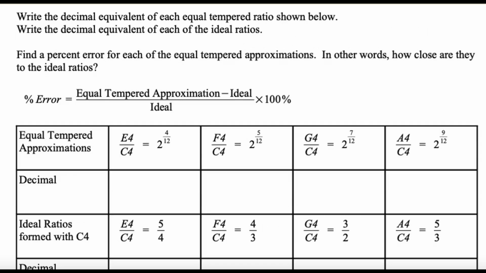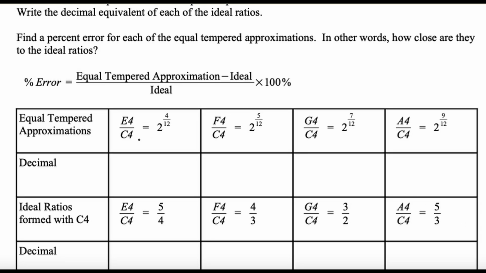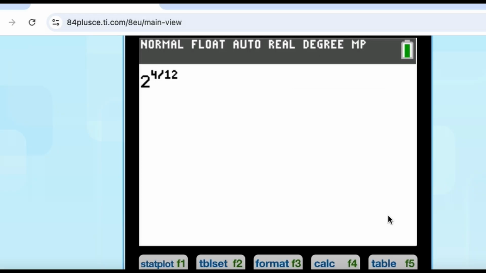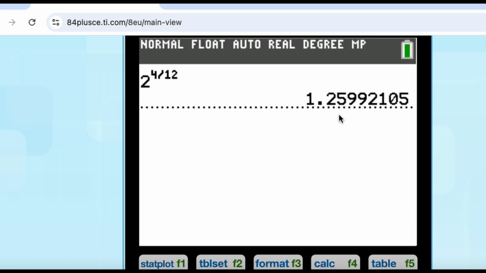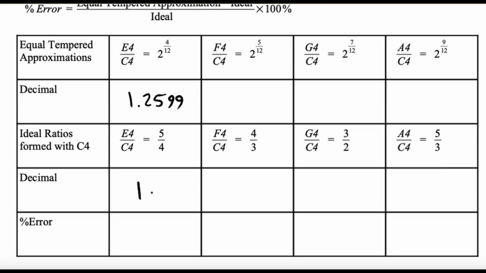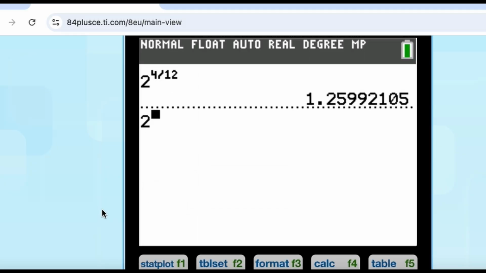So we have these approximations that E4 over C4 will be given by an exponent, 2 to the 4 over 12. And you want to find what that is as a decimal just with a calculator. 2 to the 4 over 12 is 1.2599 as a decimal. And so this is the equal tempered compromise, which is supposed to approximate the perfect ratio of 1.250. Then we can do 2 to the 5 over 12 to get what a perfect fourth would be in the equal tempered scale.